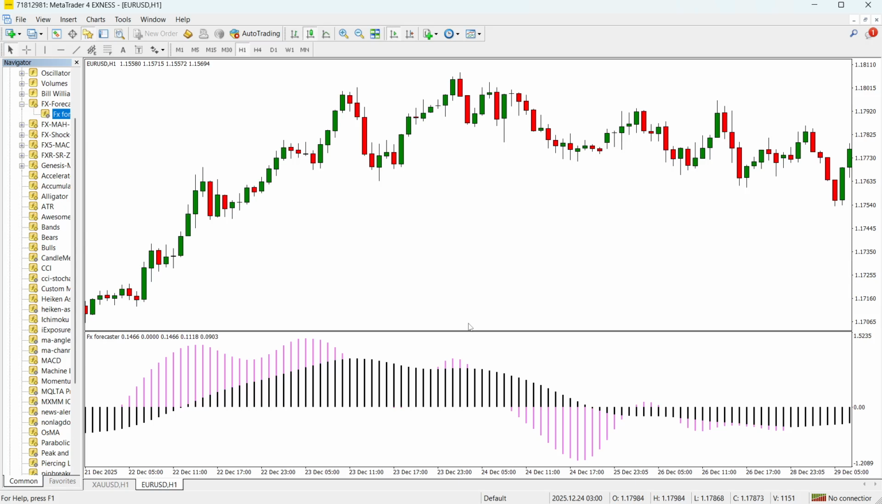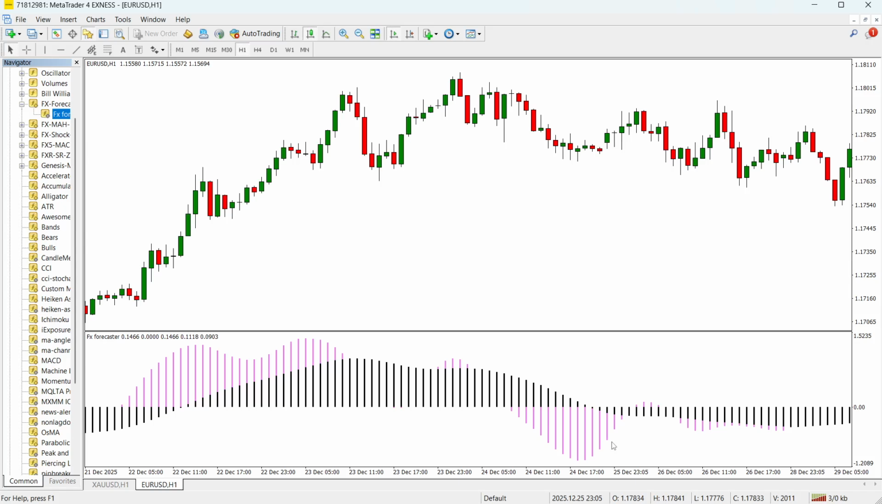The FX forecaster appears in its own sub-window as vertical histogram bars moving roughly between, in this case, 1.5 and minus 1.2 at the bottom. So we have 1.5 at the top and minus 1.2 at the bottom, with a horizontal zero line, as you can see over here, running through the middle.